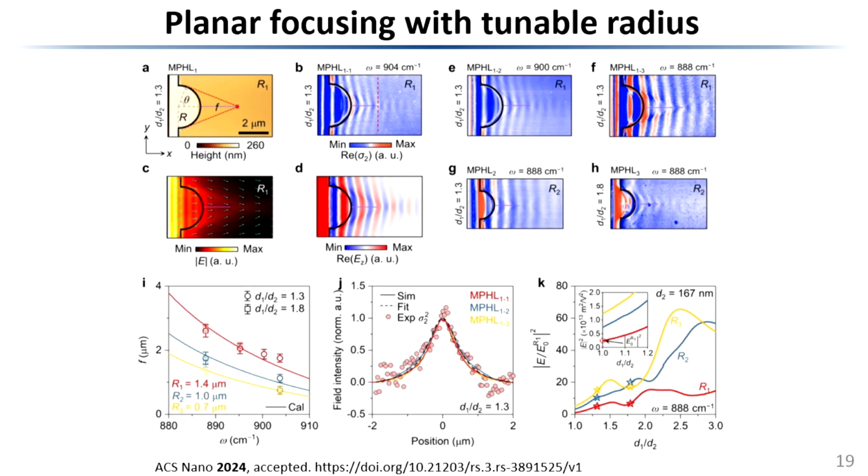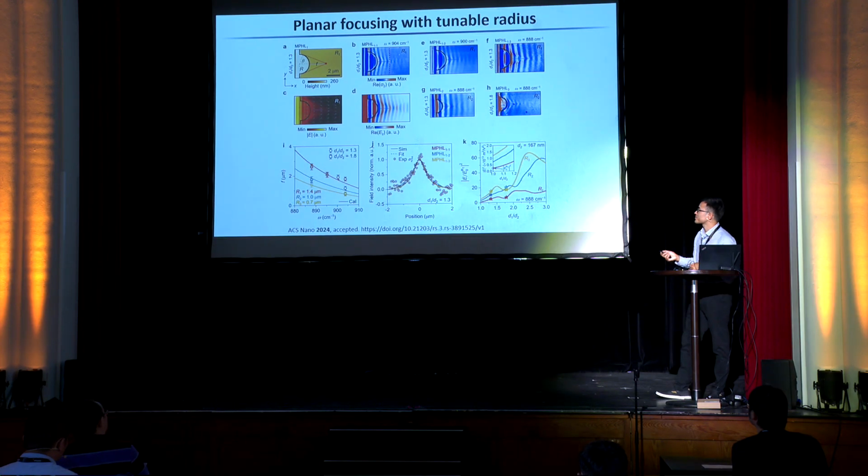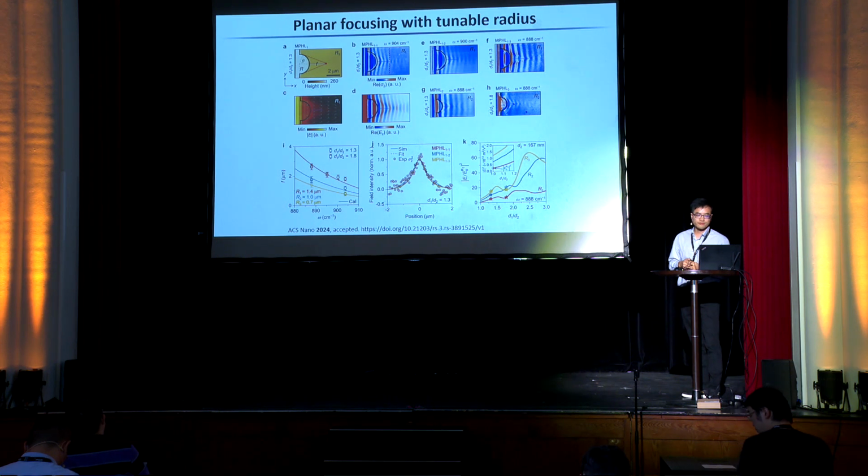I'm not going to go into too much physics. If you are interested, you can see our paper. I think it will be online this week or next. We can also change the shape of the interface to resemble a conventional lens, and if we change the thickness, we can get different focal lengths in terms of the difference in the radius of this circular interface.